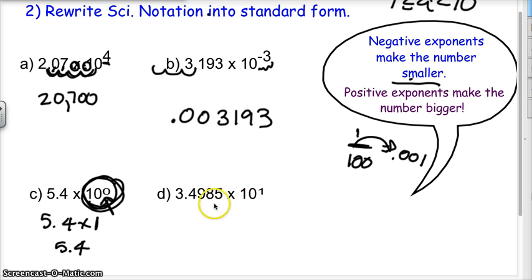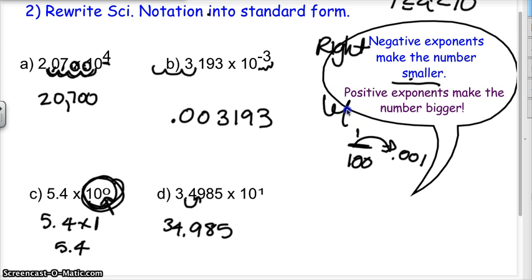This one here, 3.495 times 10 to the 1 power. Even though it's to the 1 power, it's still telling you to move the decimal place 1 to the right. So it's 34.95. So not really that big of a number, but it still is representative of a larger quantity. So negative exponents make the number smaller, you move the decimal place to the left. And positive exponents make the number bigger, so you move the decimal to the right.